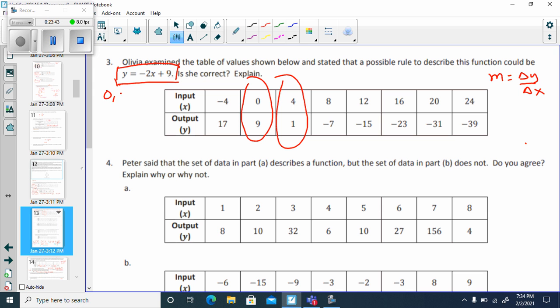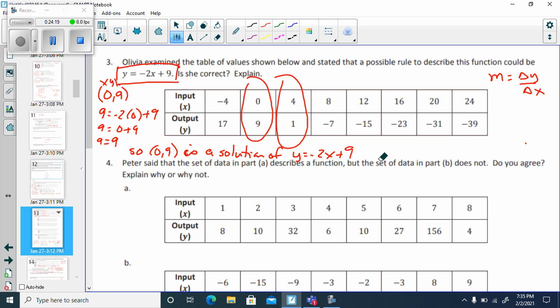If I try the point 0, 9, here's my x, here's my y. Is 9 equal to negative 2 times 0 plus 9? Is 9 equal to 0 plus 9? Yeah, 9 is equal to 9. So that point 0, 9 is a solution. That means it fits on the line, it is a solution of this line here, y is equal to negative 2x plus 9. In other words, it's on this line. Okay? Let's do another one.